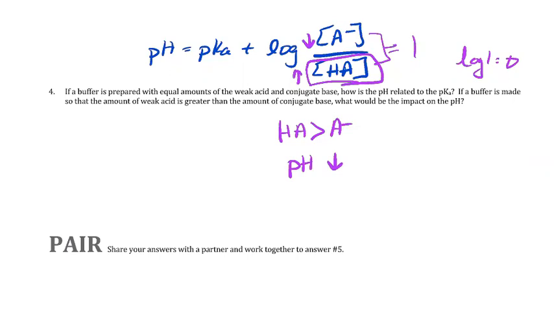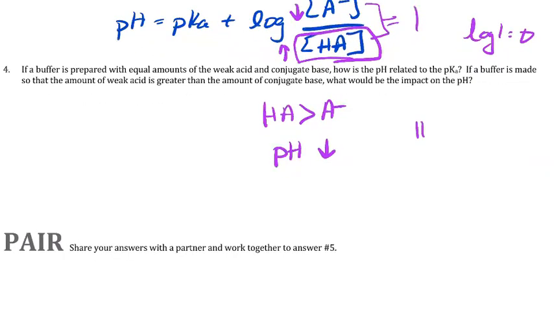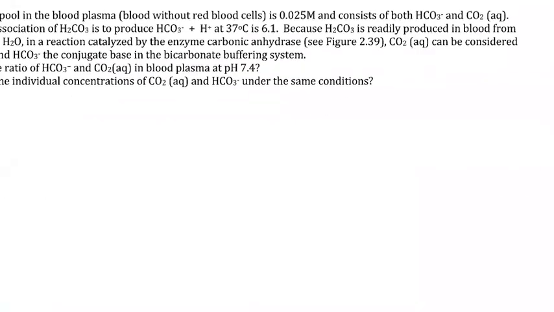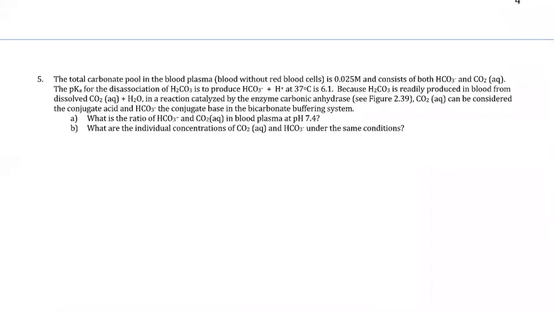And the reverse is true as well. So if we have the opposite, where we have more of the conjugate base, then what's going to happen? Our pH will increase. Okay, so that was not too bad. Then we have kind of a little more complicated one. Whoa. Okay, on number 5.